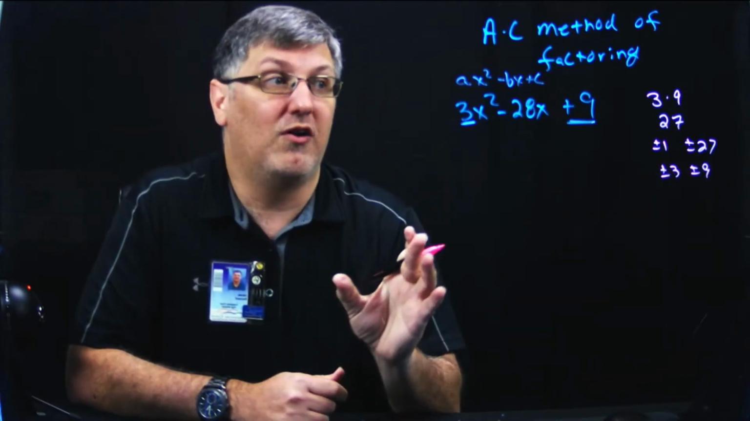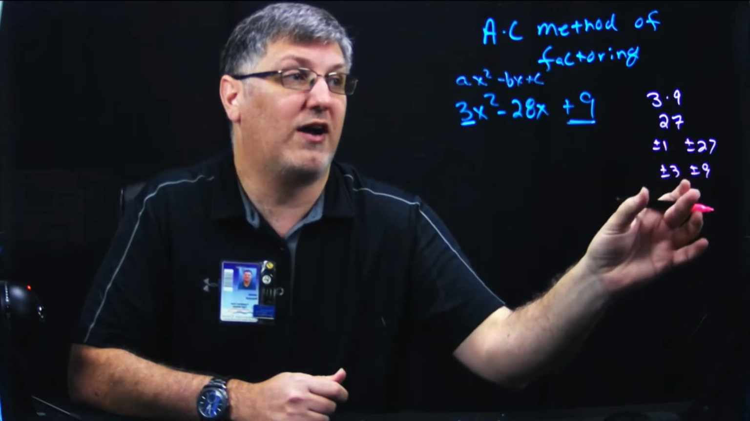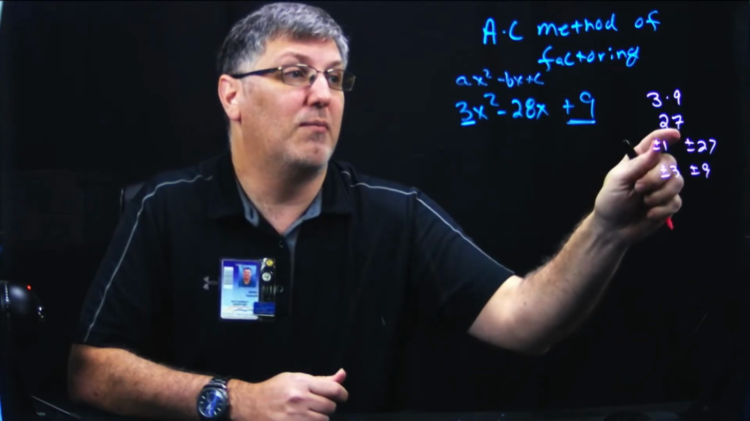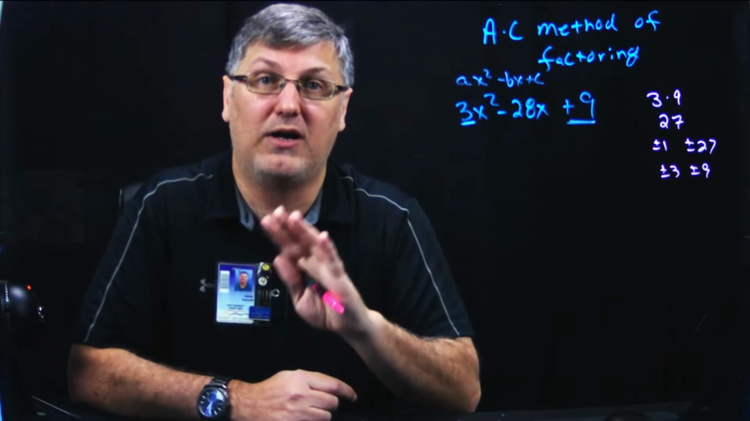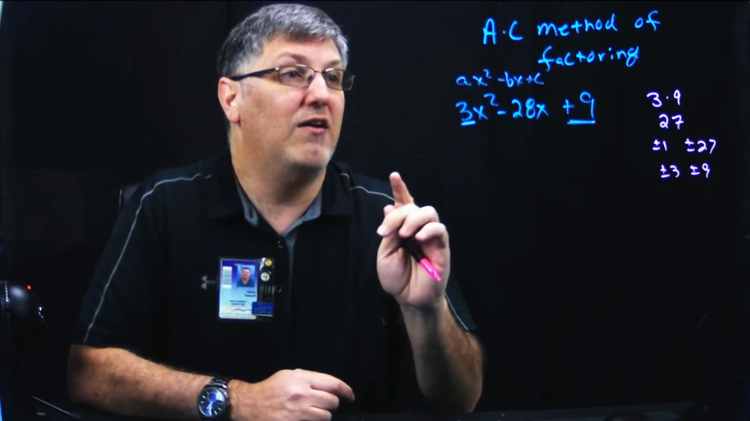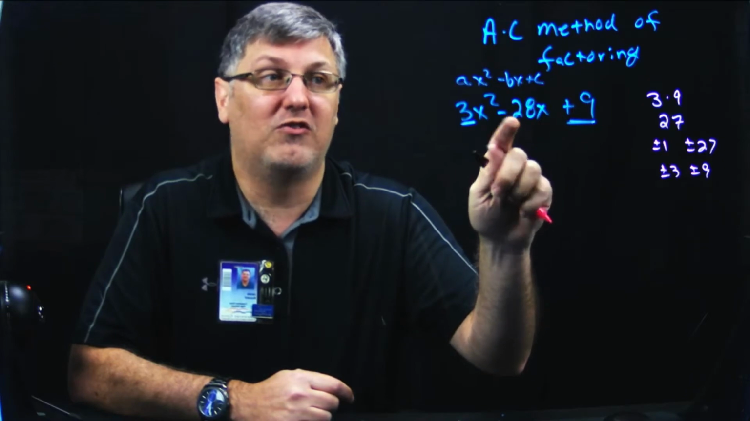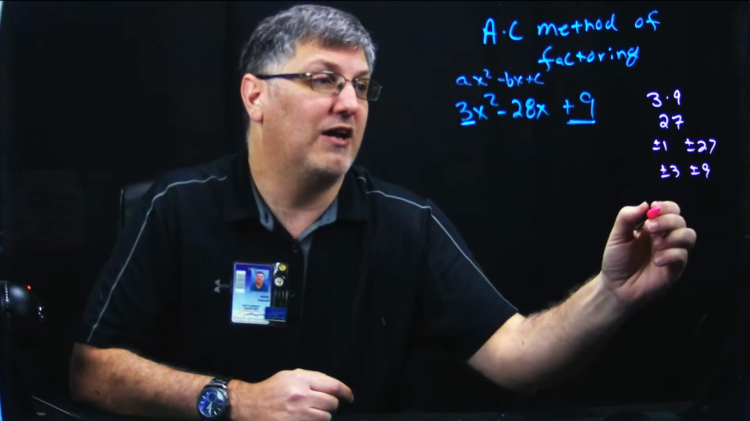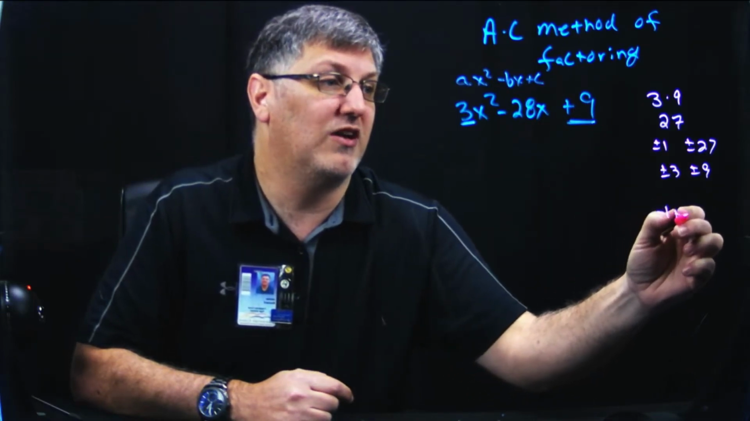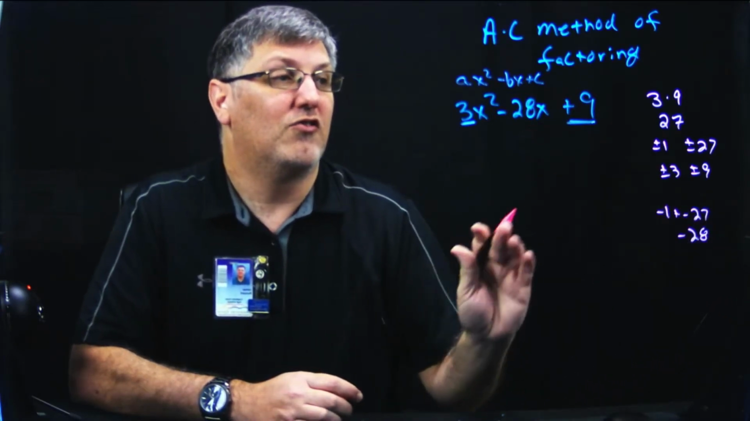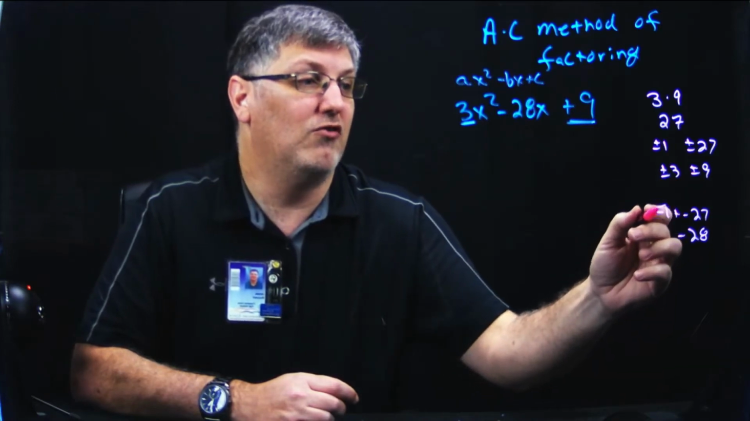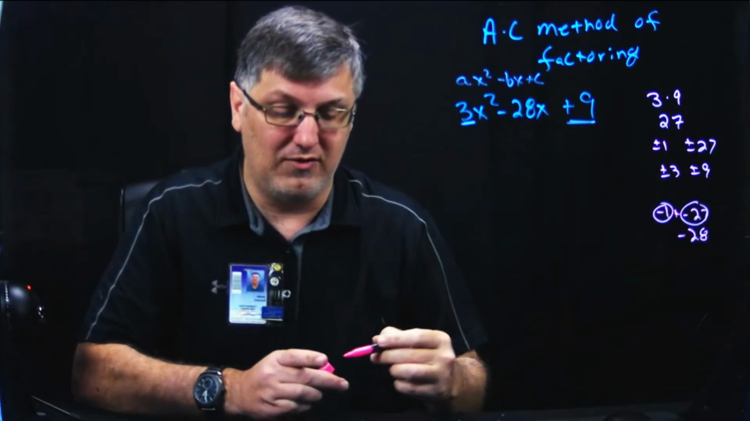And I'm going to ask myself, which combination of these factors, when I multiply, gives me a positive 27. That means the signs have to be the same, so it's either going to be a negative negative or a positive positive. And they're going to add up to be my b term, which is negative 28. Well, in that case, negative 1 plus negative 27 gives me negative 28. So I know what combination I'm going to be using: negative 1 and negative 27.